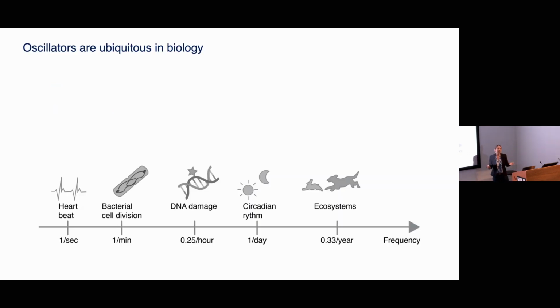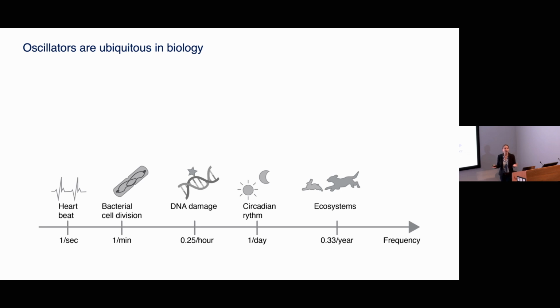Biological oscillators are ubiquitous in nature, and they come on all kinds of time and length scales, from the pacemaker cells in your heart, which make your heart beat about once per second. Mine may be a little bit faster right now. To year-long predator-prey ecosystems, which you can find out in nature.